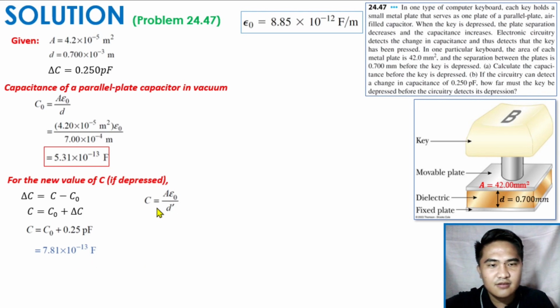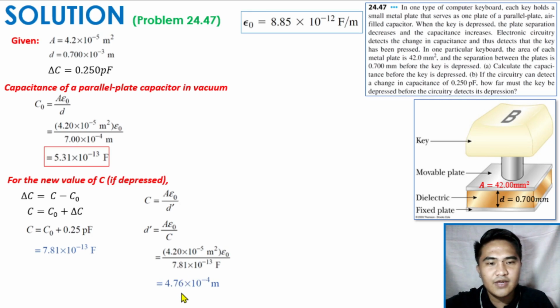Using the formula, C is equal to A epsilon naught over D prime. D prime is the distance when the key is depressed. That is the distance between the two plates when the key is depressed. So to solve for the distance between the two plates when the key is depressed, we have this, and substituting the value, this is the area, value of epsilon naught, and the new value of C, giving us 4.76 times 10 to the negative 14 meters of distance.